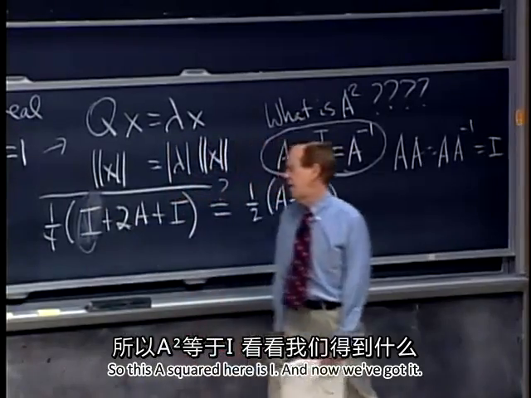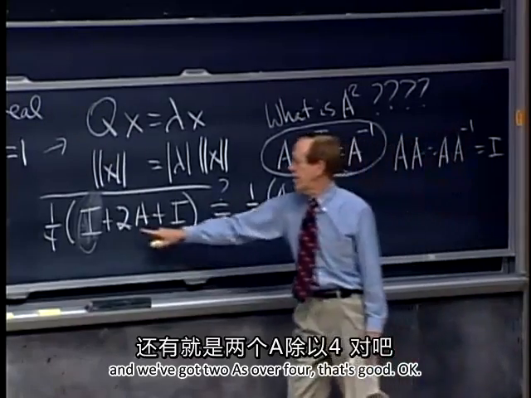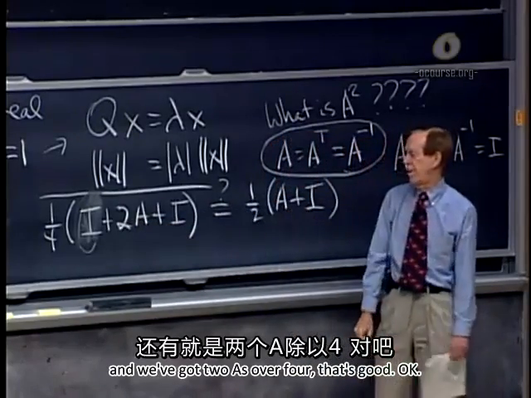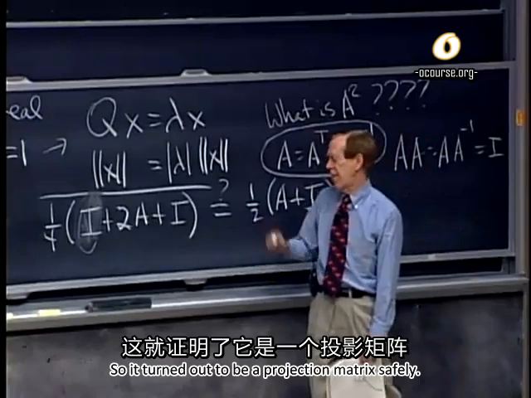And now we've got it. We've got two identities over 4. That's good. And we've got two A's over 4. That's good. Okay. So it turned out to be a projection matrix safely.